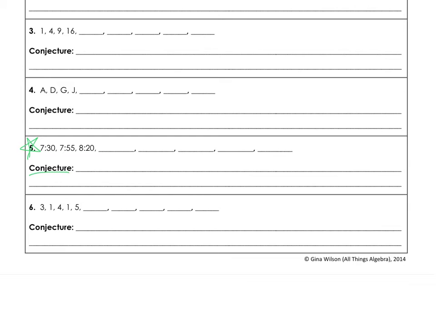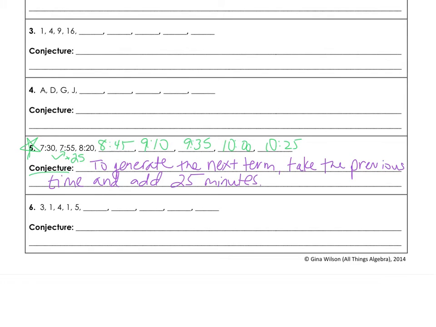What you should have noticed is that it is adding 25 minutes each time. It's a little bit easier to notice that between our 30 to 55. So it's adding 25 minutes. If we do that with our 8:20, you get 8:45. And then you get 9:10, 9:35, 10 o'clock, and 10:25 is what you should have filled in. Then explaining what that looks like, we could say to generate the next term, take the previous time and add 25 minutes.